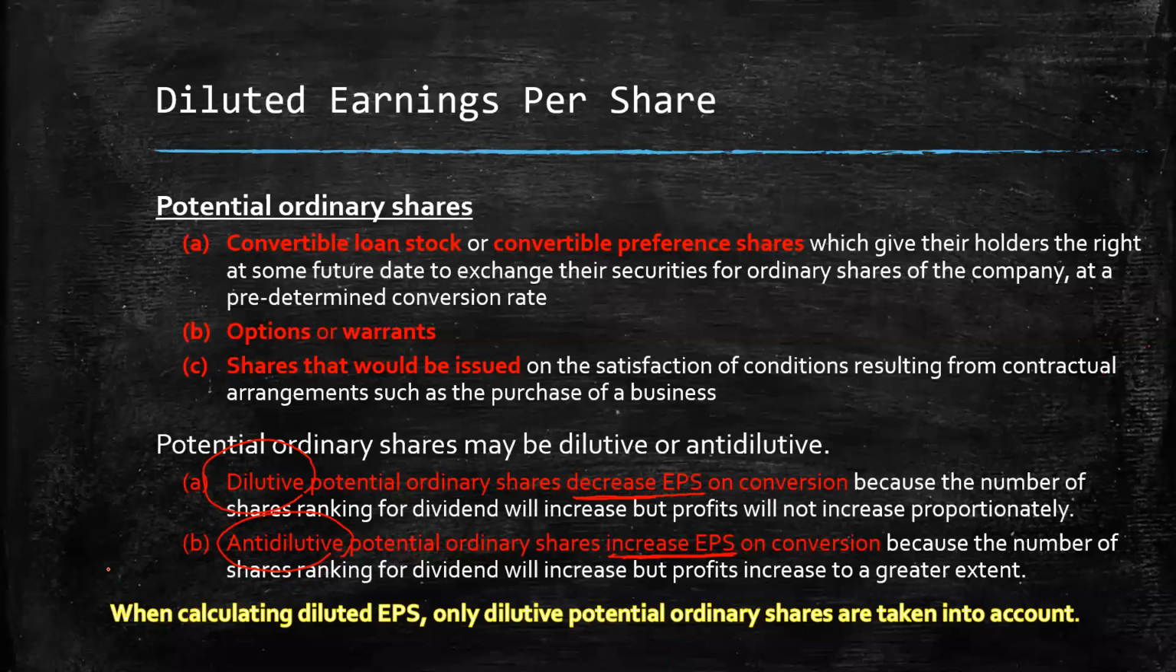Here this is the most important thing. When calculating diluted earnings per share, right, only dilutive potential ordinary shares are considered.